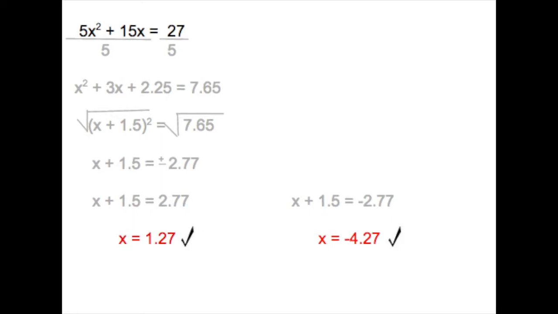The two solutions to this quadratic equation are x equals 1.27 and negative 4.27.